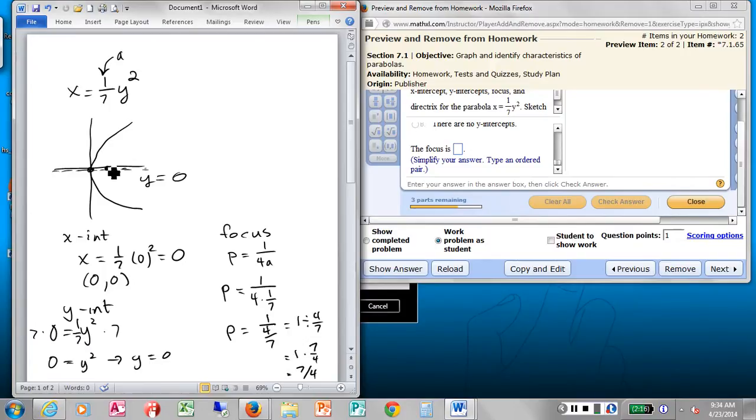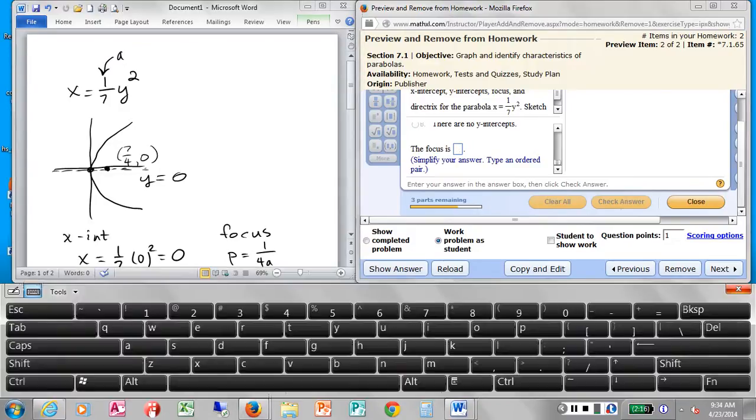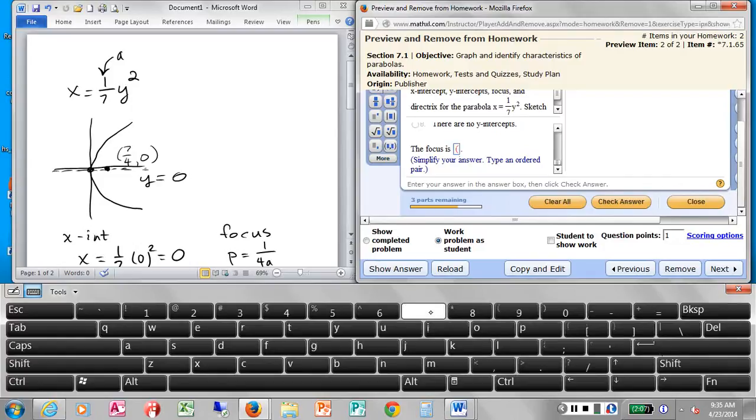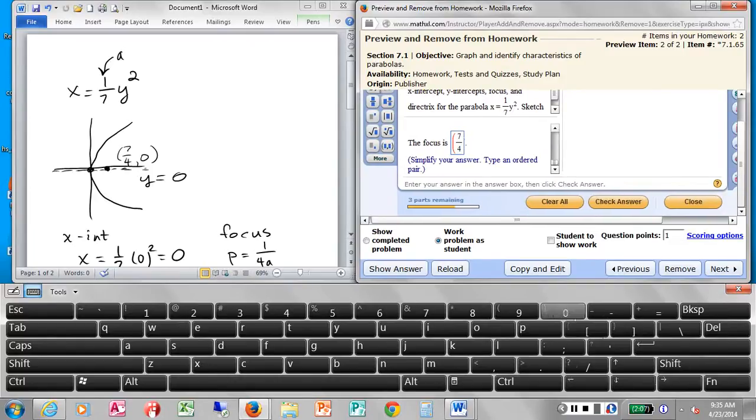It's along the axis of symmetry. And so that puts our focus there. If that's 7/4 of the way, that would be 7/4, comma 0, right on the x-axis. So that's our focus they would want. So let's put that in. 7/4, comma 0.